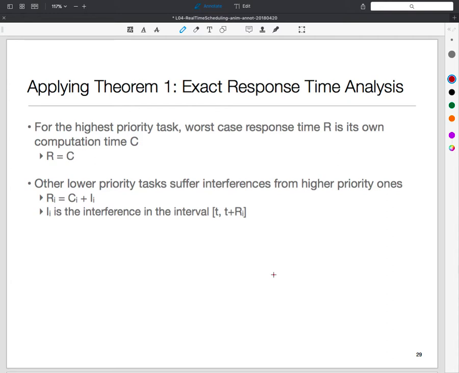Furthermore, this interference is the one which occurs in this period, from arrival till finish. And when will this task finish? It will finish at t plus R sub i, because we define R sub i to be the response time. So this is the interval over which we have to check things. Now remember, R sub i is unknown. So we have a kind of recursive situation, but let's see how we solve it.